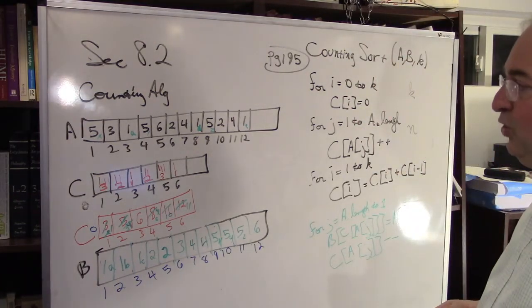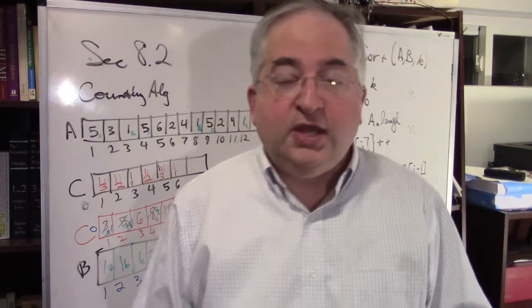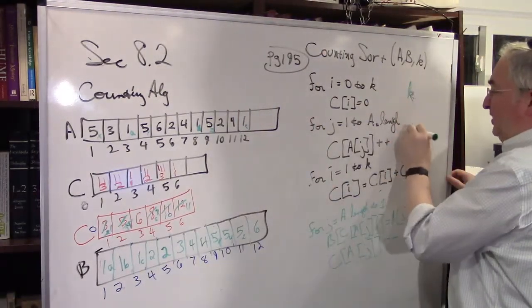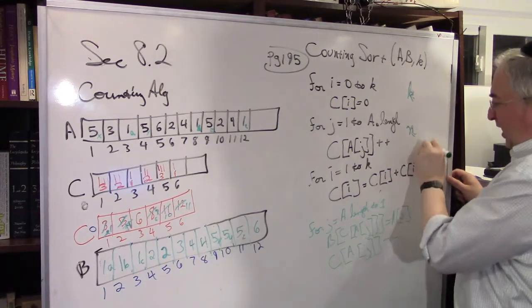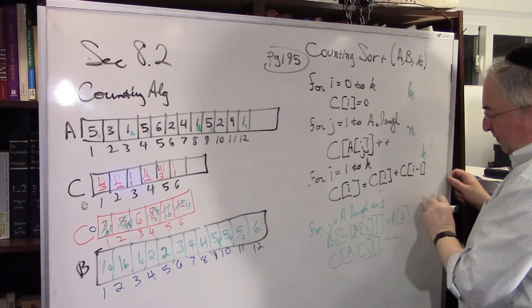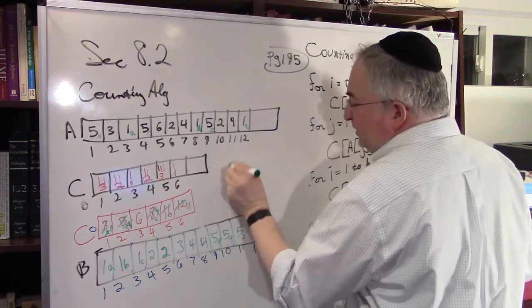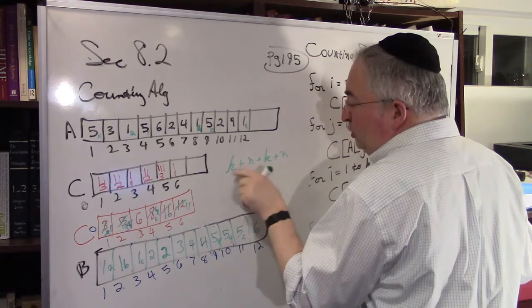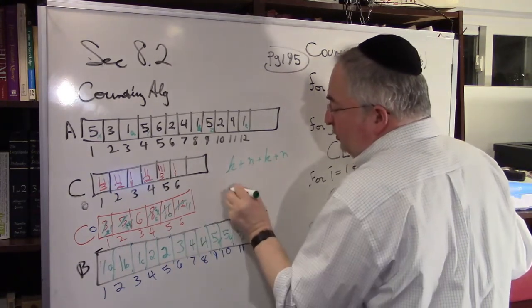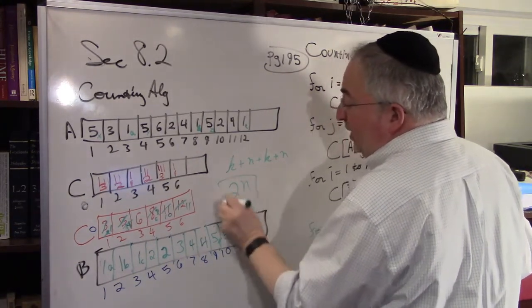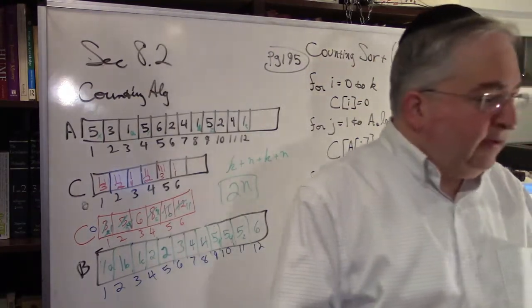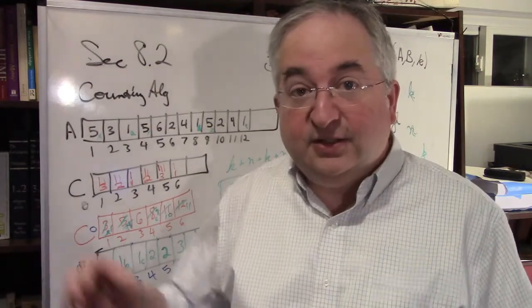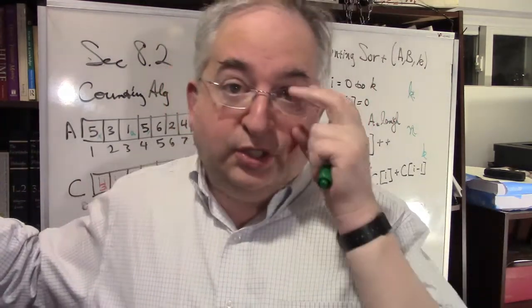Okay, so let's talk about the counting sort and how it works. How much time does it take? Well, this is K, this is N, this is K also, and this is N operations. So basically, it takes K plus N plus K plus N. We usually assume K is a small number, so basically this is 2N. 2N is a linear time sort. So that's excellent.